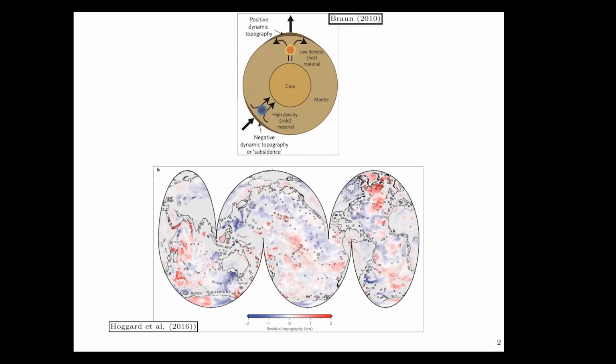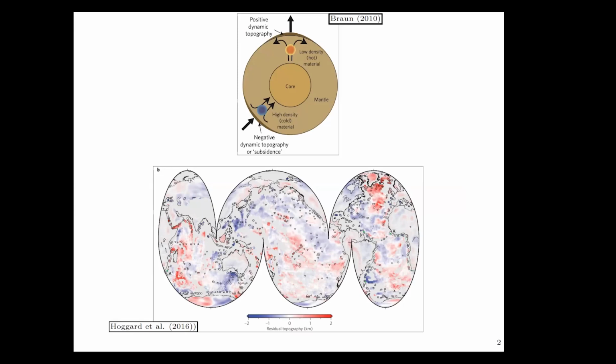Now, mantle convection is one of the primary forces that shapes the Earth's surface. The Earth's surface moves both laterally and vertically in response to that. The vertical component is what we geodynamicists call dynamic topography. Now, there is an ongoing debate about the amplitude and wavelength of dynamic topography in our community.